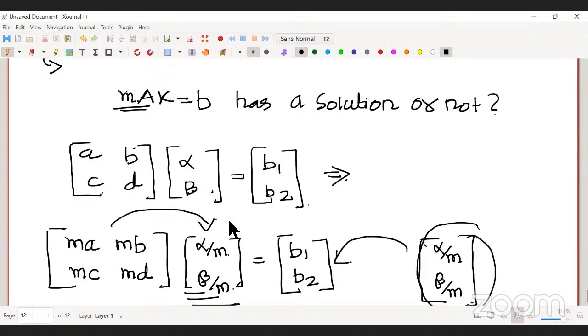Is it clear? So the thing is, this is a solution means what? This is basically A alpha plus B beta is B1. Okay.